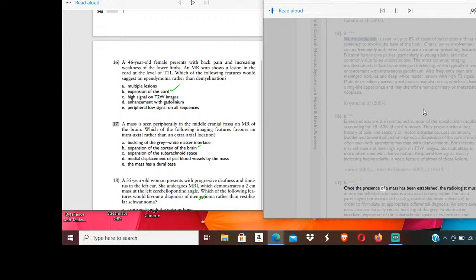17b. Once the presence of a mass has been established, the radiologist must determine whether the mass is intraaxial, arising within the brain parenchyma, or extraaxial, arising outside the brain.